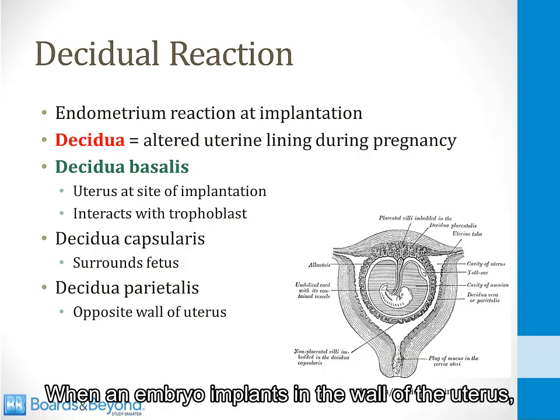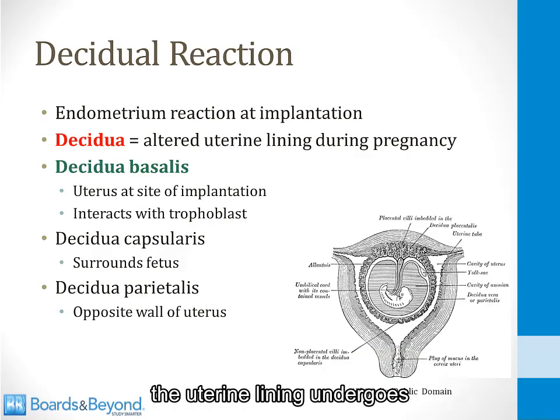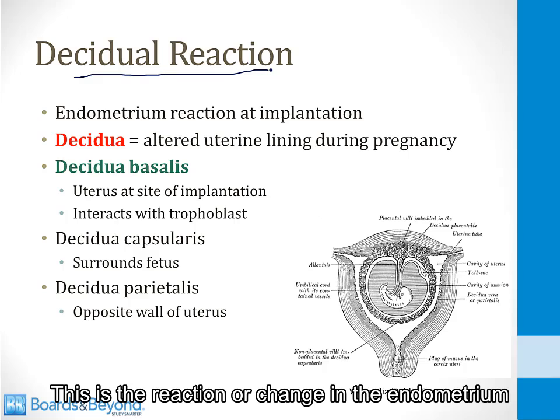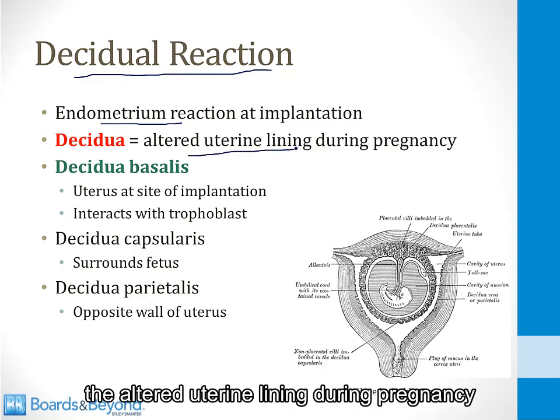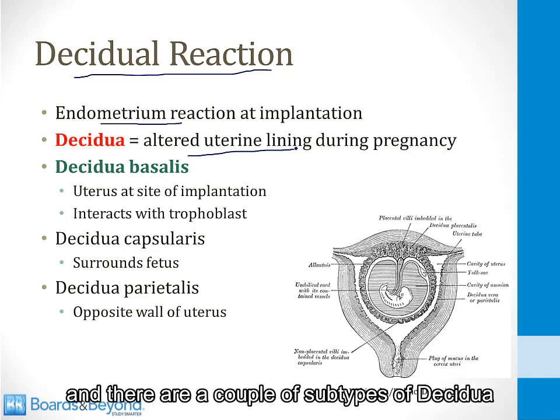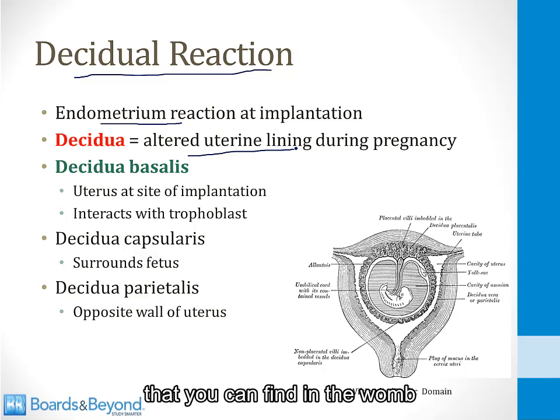When an embryo implants in the wall of the uterus, the uterine lining undergoes what's known as the decidual reaction. This is the reaction or change in the endometrium at the site of implantation. Decidua is the term used to describe the altered uterine lining during pregnancy, and there are a couple of subtypes of decidua that you can find in the womb during the time of pregnancy.